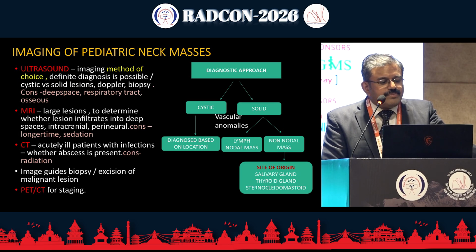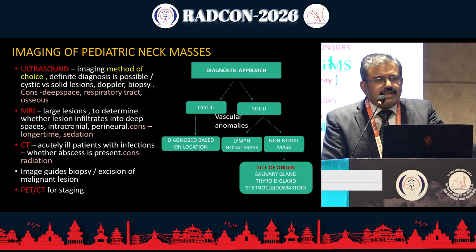Coming to the imaging of the pediatric neck, ultrasound is the modality of choice because there is no radiation. With ultrasound, we can say whether a lesion is cystic or solid. We can use color flow to see the vascularity, and we can guide the biopsy. The problem is that we may not see the deeper areas, or the respiratory tract or the bones. These are all the cons of ultrasound.